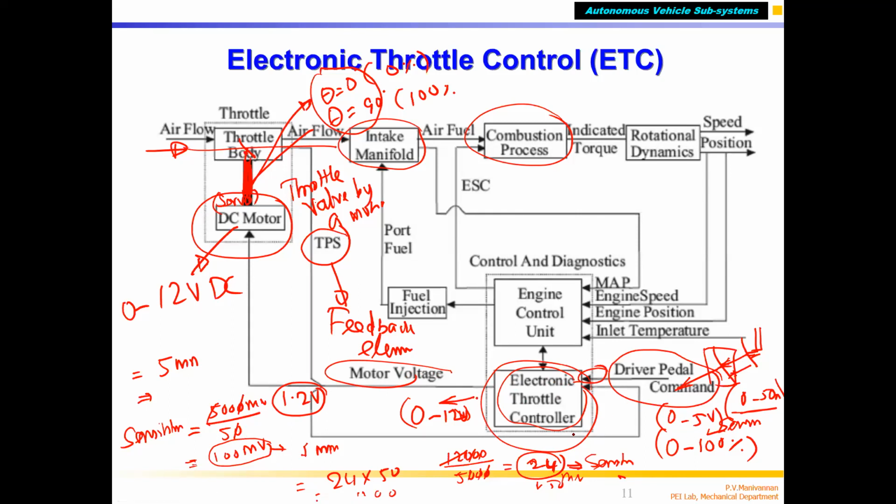The throttle sensor will generate this much voltage, 50 millivolts. Then when 50 millivolts is supplied inside the throttle controller, the throttle controller will generate a voltage of 1.2 volts, which will be given to the motor. Okay, if 1.2 volts is given, what will happen?